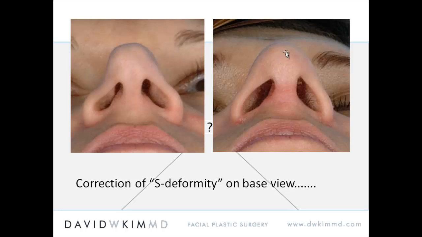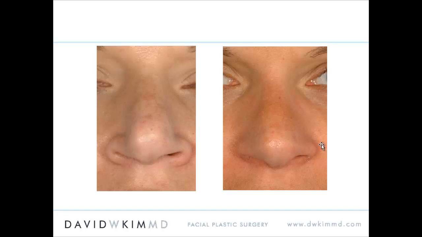The lateral crural strut graft was placed to create a more triangular tip, so that the contour along this goes from a curved contour to a straighter contour, allowing the nose to take on a more pleasing triangular shape, a more refined appearance, and a better functioning nose. This additional case presentation is another example.